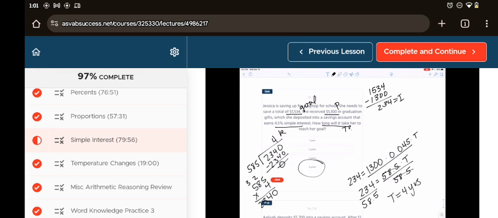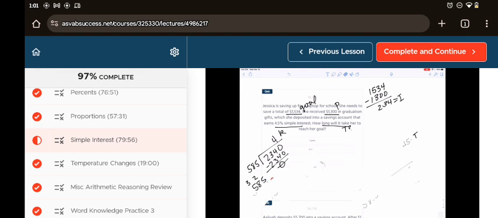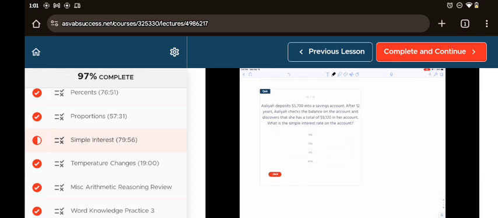Number 14 says, Aaliyah deposits $5,700 into a savings account. After 12 years, Aaliyah checks the balance on the account and discovers that she has a total of $9,120 in her account. What is the simple interest rate on the account? So here it tells us deposits, that's our principal. 12 years, that's our time. Account balance, that's going to help us find out how much the interest is. And it's asking us for the rate, right? Okay, awesome. So let's subtract so we can find out what the interest earned is.